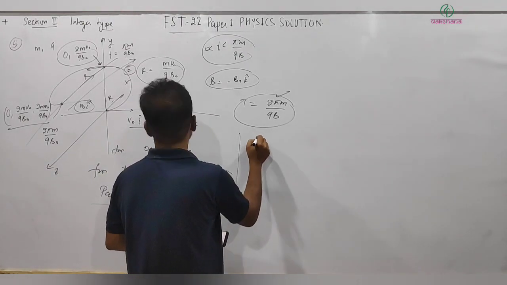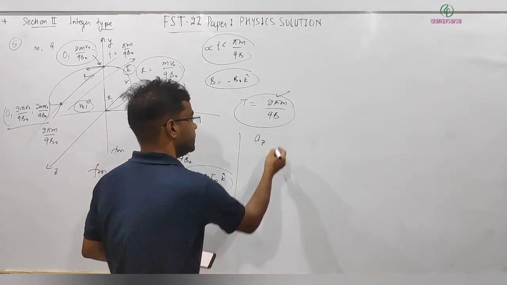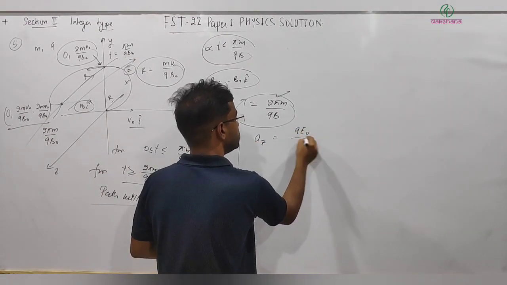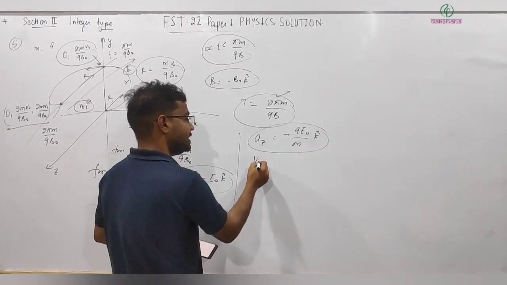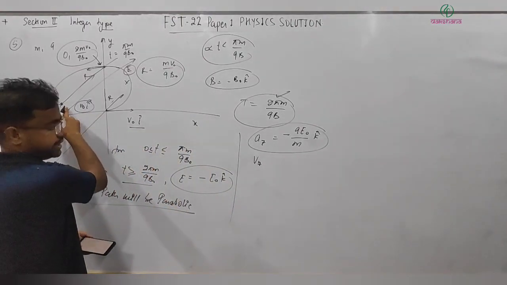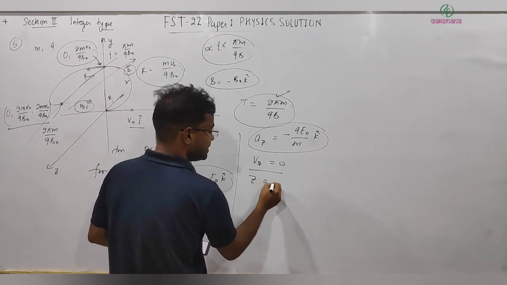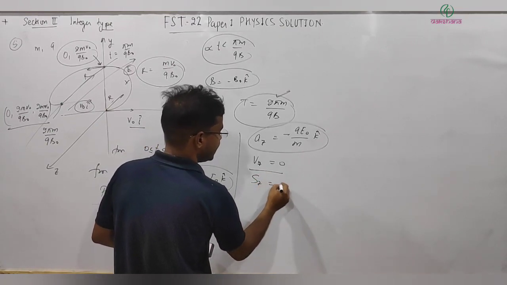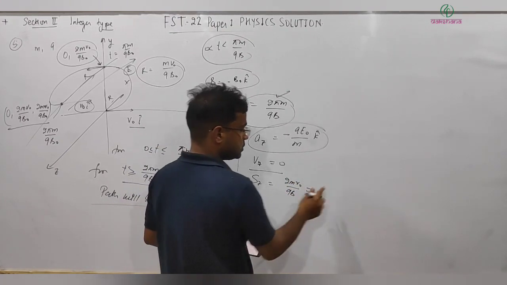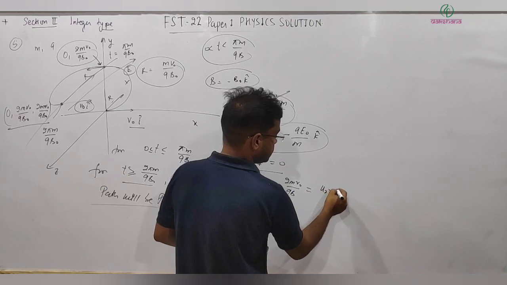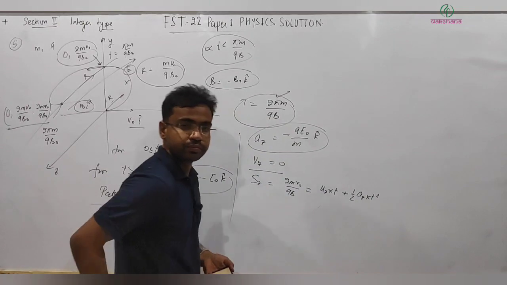So I can write the acceleration in the z direction. A z will be the force, q E naught, divided by mass, and minus k cap. This will be the acceleration. What is vz initially? At this moment of time I can write it equal to 0, and the z displacement is 2 m v naught by q B. So I can write this as equal to uz into t plus half a z into t square, right?